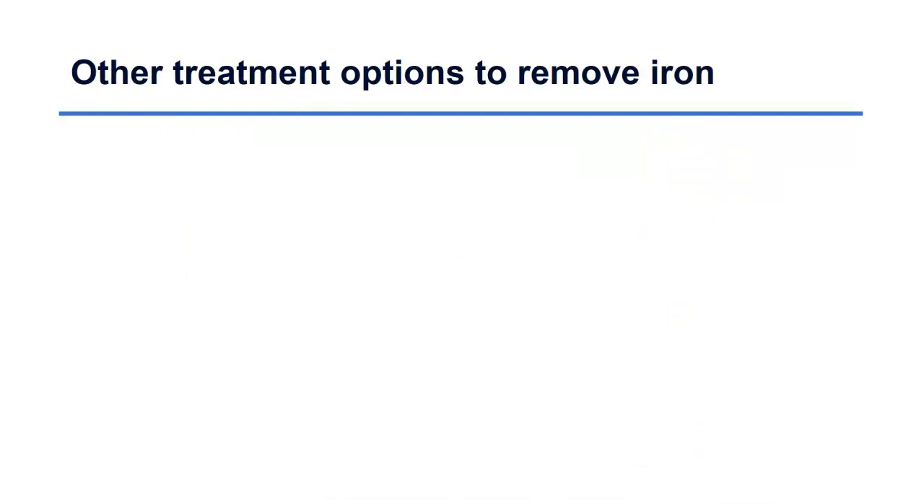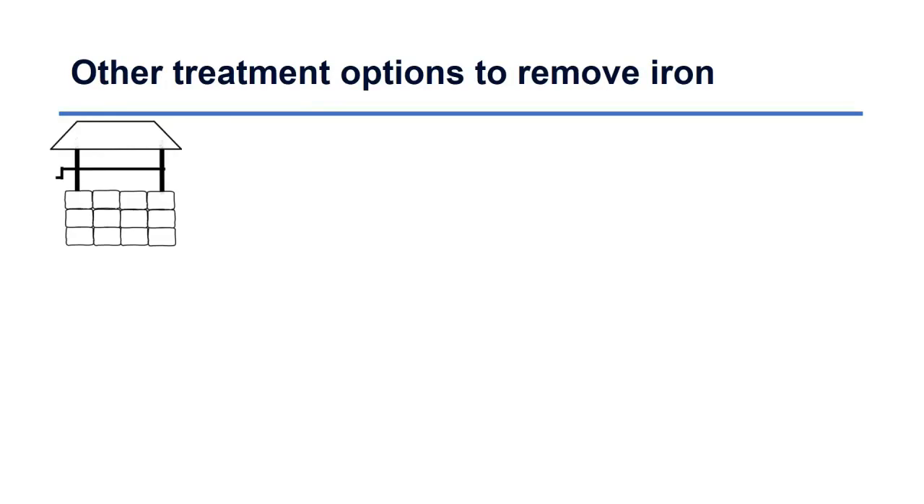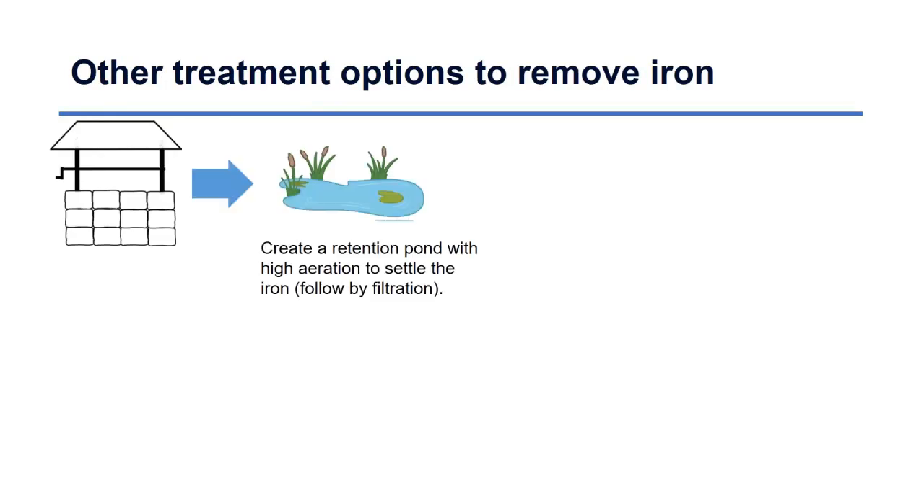So what are other treatment options to remove iron? Ideally, you want to think again in terms of how you can design a system. Let's say you have a well system. You're going to create something like a retention pond. It can be something that's open, like a concrete tank, or an open tank, but you want to have something where you have enough aeration to make sure that things settle.